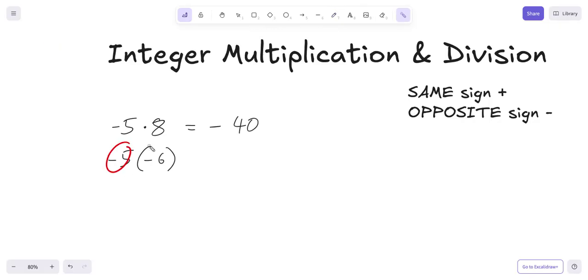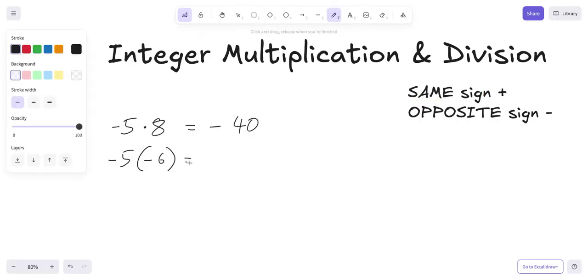Negative 5 times negative 6. Remember how a number next to a parentheses implies multiplication, even though there is a negative sign here. Don't confuse that with a minus sign. So the parentheses here, this is multiply. I have a negative times another negative. They are the same, so my answer is going to be positive. So positive 5 times 6 is 30. Or you just write 30. You don't need the plus sign there. Let's go.